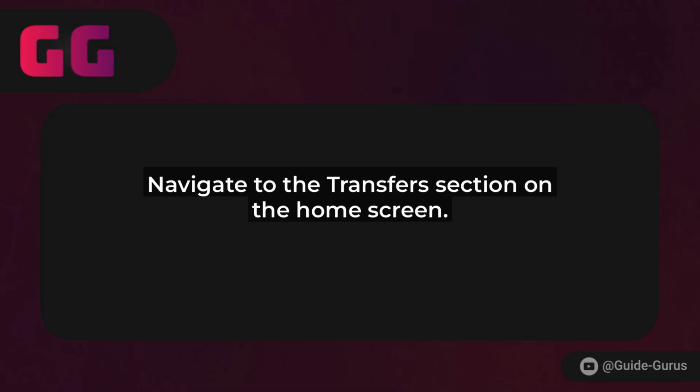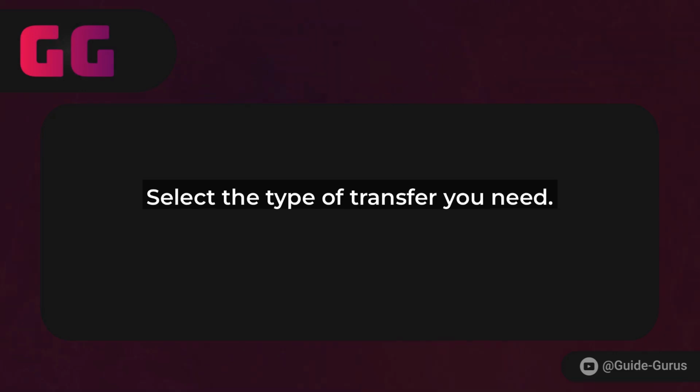Let's jump right in. First things first, make sure you have the latest version of the UBA mobile app installed on your smartphone. It's essential for all the new 2025 features, like enhanced security and faster transactions. Once that's sorted, open the app and log in with your credentials. Remember, always use a secure connection to protect your info.